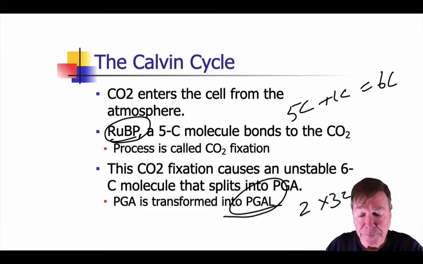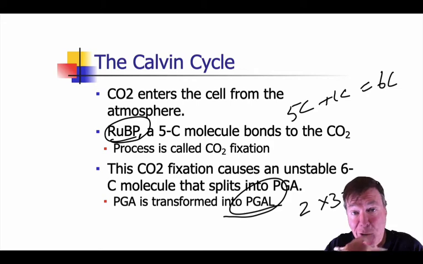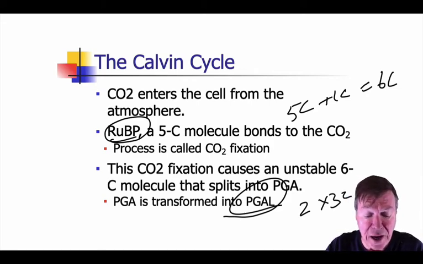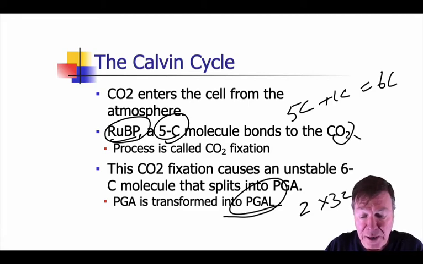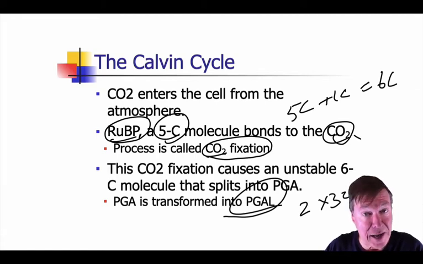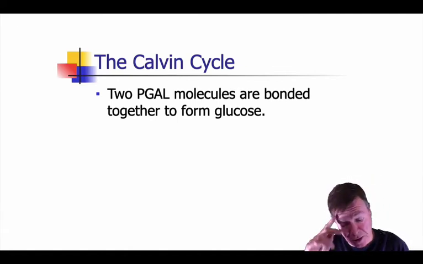So we have carbon dioxide coming in. We have this energy that we've gotten from the photosystems, the light and dark reactions. We're able to use that energy to take a 5-carbon molecule and connect it to a carbon dioxide, called CO2 fixation, and that creates a 6-carbon molecule that, unfortunately, is not stable and doesn't stay together easily. It splits into PGAL, and then finally we have the energy to put that together and it makes glucose.